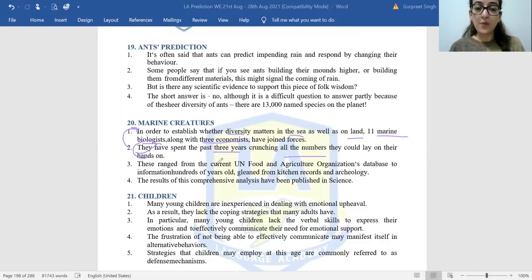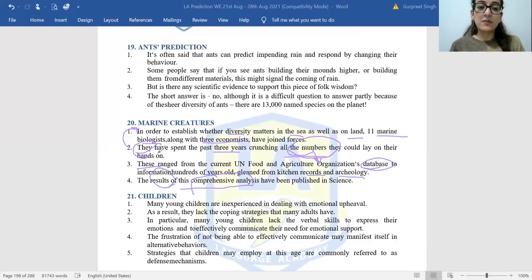These ranged from the current UN Food and Agriculture Organization's database to information hundreds of years old, gleaned from kitchen records and archaeology. So what these numbers are is explained here. These numbers range from this organization's database to information hundreds of years old from records and archaeology. The results of this comprehensive analysis, and the result will come after we have explained whatever information we had about the research or the study.